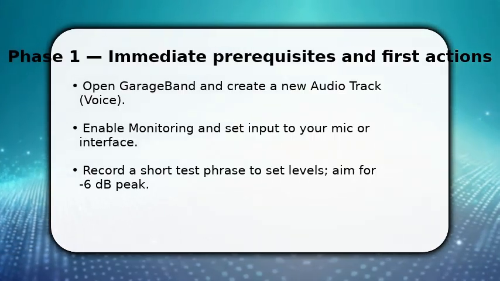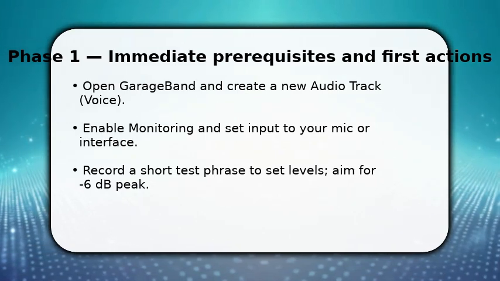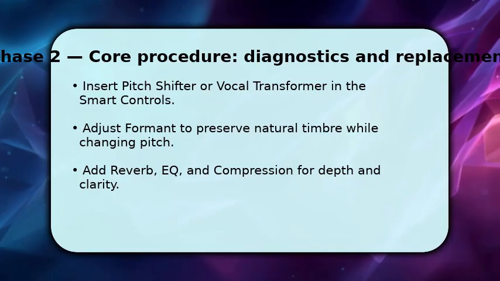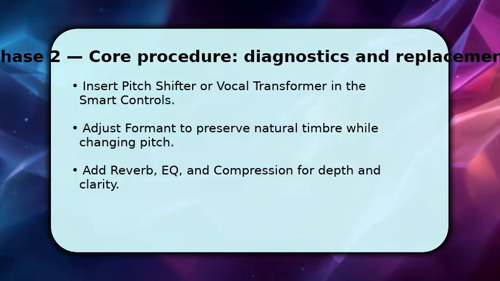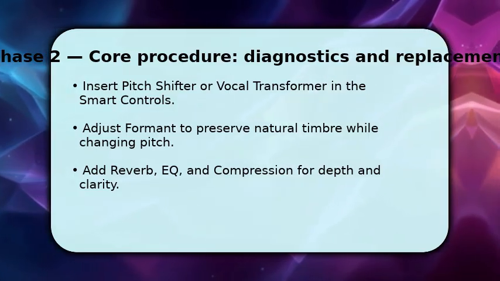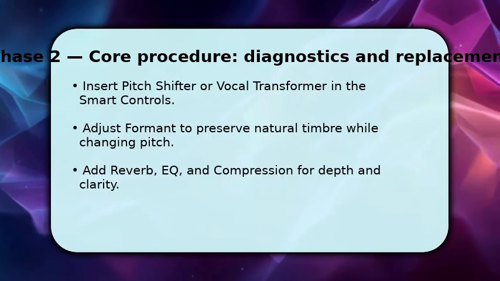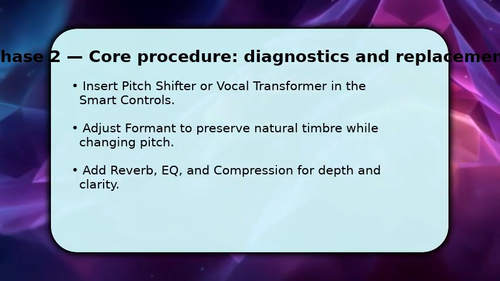Now that your base recording exists, you're ready to apply and tweak pitch, formant, and modulation effects. You'll add the vocal transformer or pitch shifter from the smart controls. This is the core voice changer. Once added, lower or raise pitch and semitones to get the desired range, and then adjust formant so timbre stays realistic. This is why voices don't sound metallic.